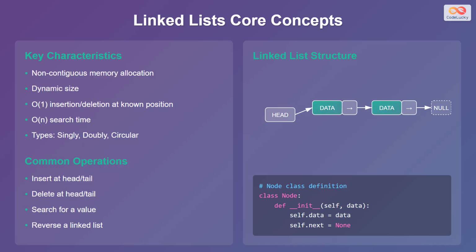Here is a diagram illustrating the structure of a linked list. The diagram shows a linked list with a head pointer and several nodes, each containing data and a pointer to the next node. The last node points to null. Here is a Python code snippet which defines the node class. This class is used to create individual nodes in a linked list, where each node contains data and a pointer to the next node.